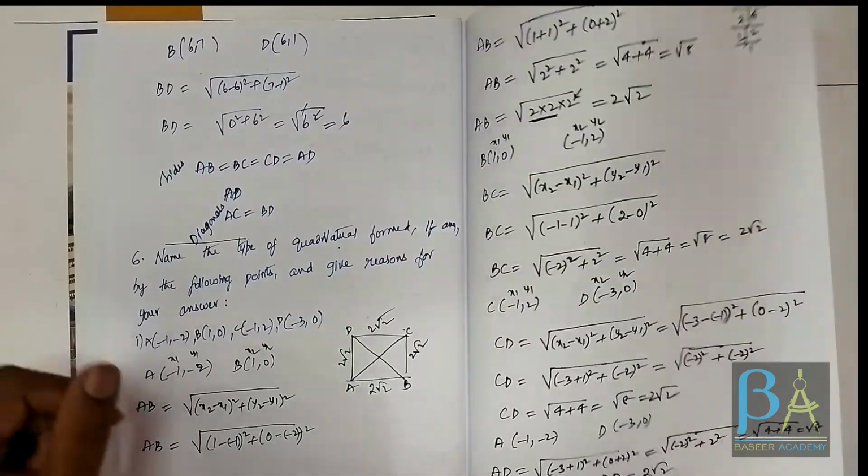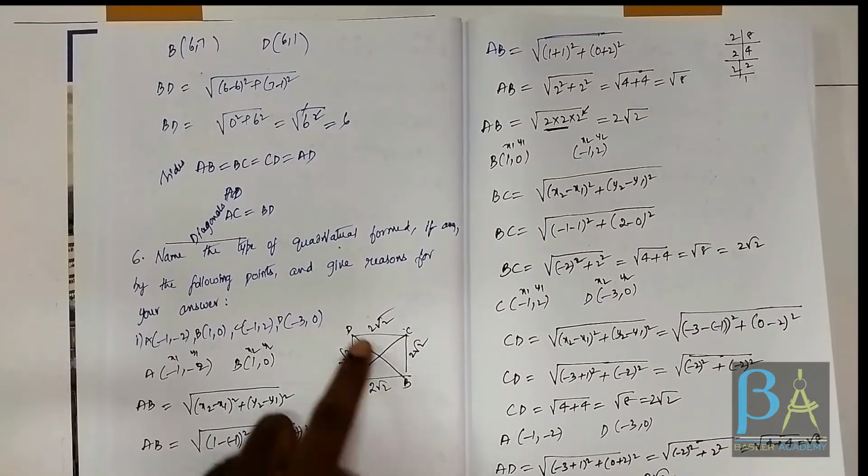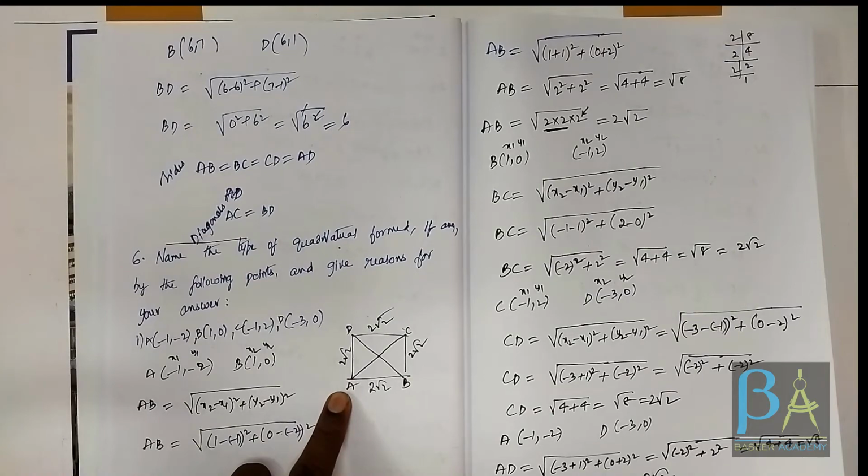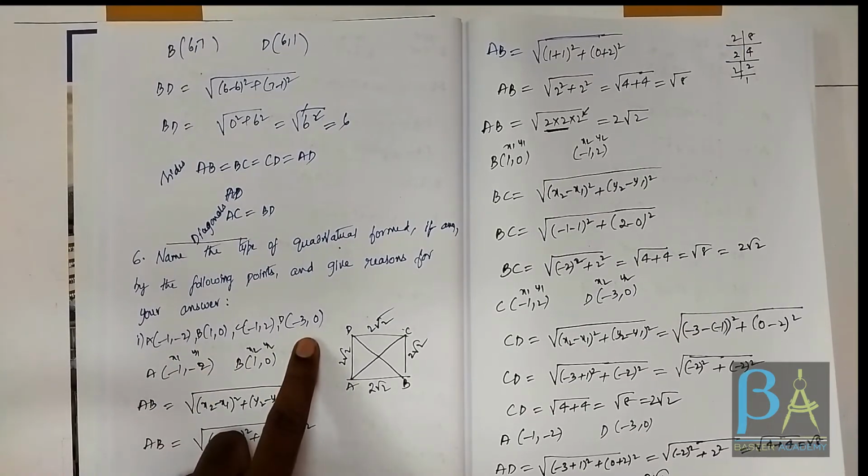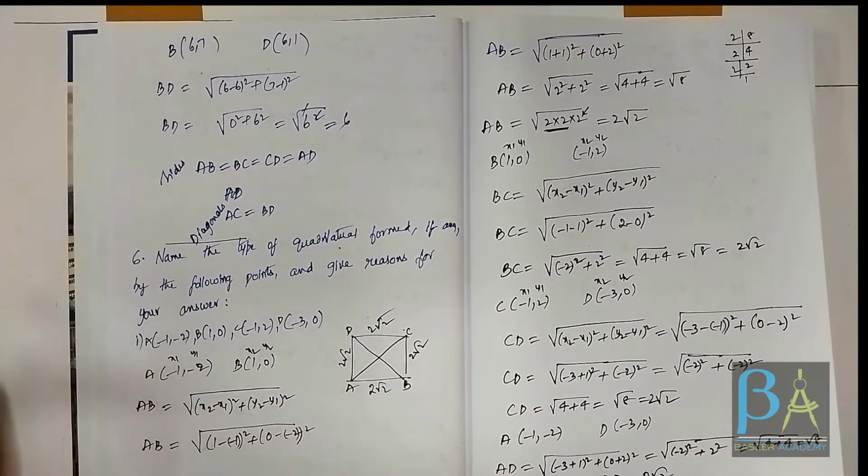So we see that all the four sides are equal and the length of the diagonals are also equal. So the given 4 points form a square.